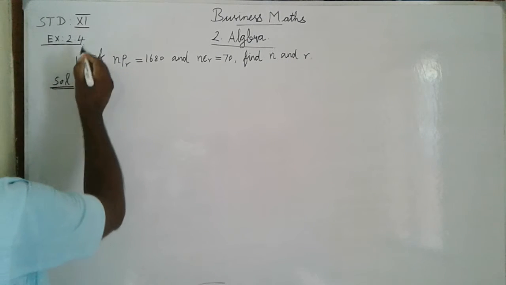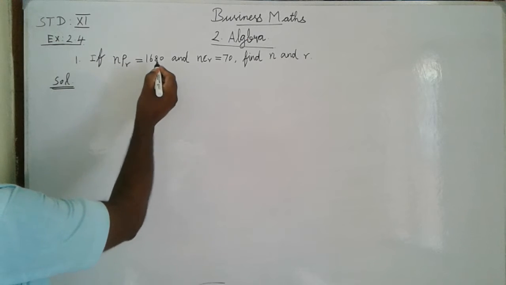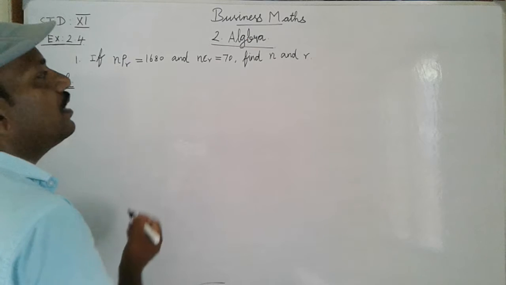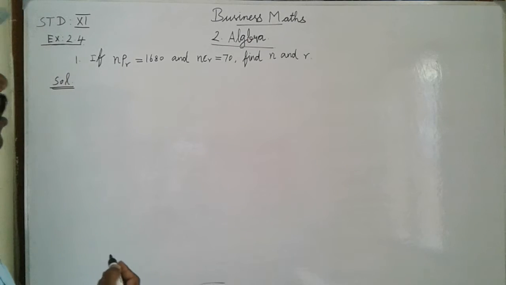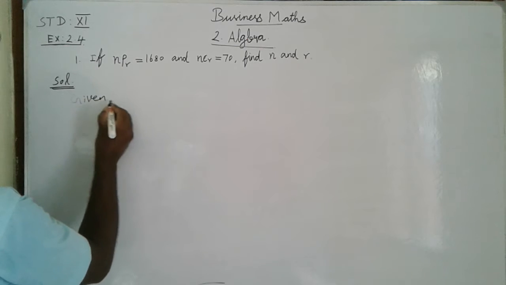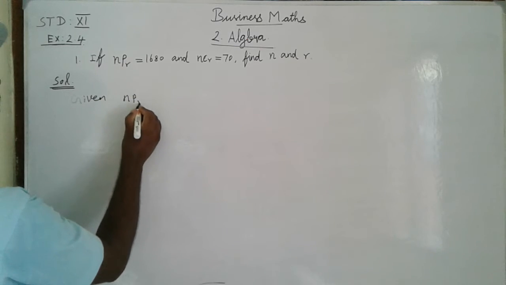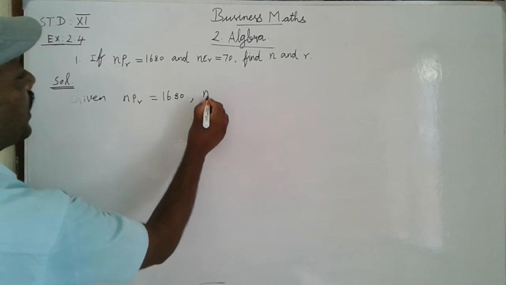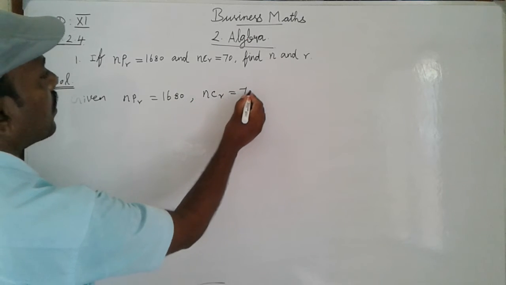First sum, exercise 2.4, first sum. If nPr is equal to 1680 and nCr equal to 70, find n and r. Given: nPr equal to 1680, nCr equal to 70.